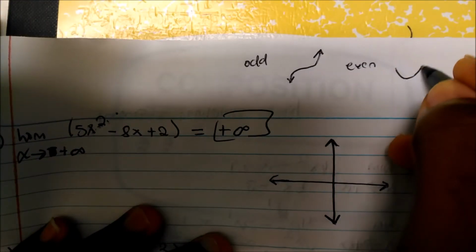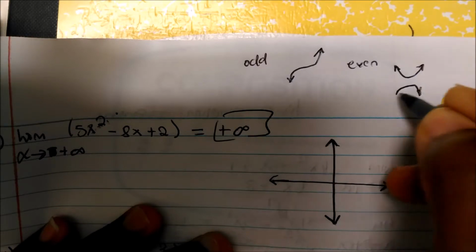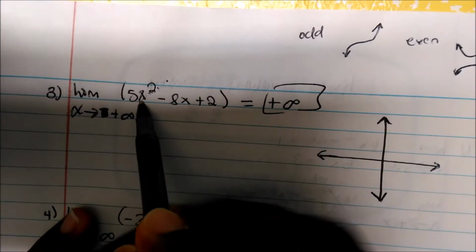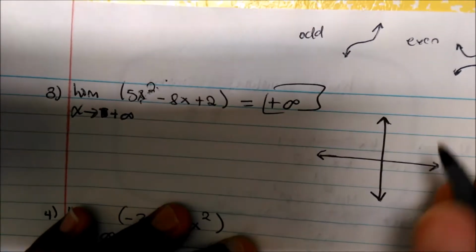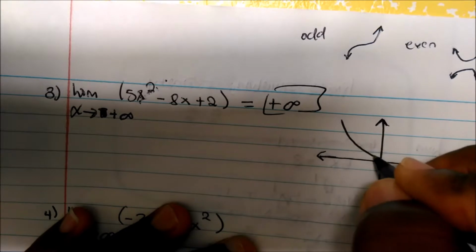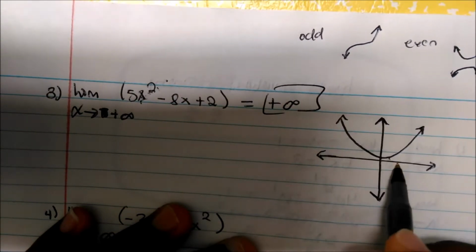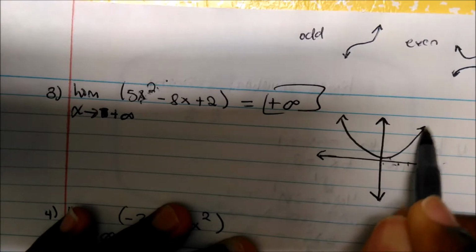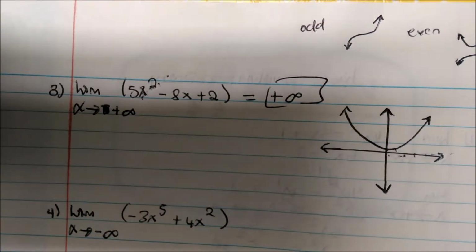Even, the function looks something like this. When it's positive, when it's negative, it looks something like this. Yes? So just going by this, well, the leading term coefficient is positive and it's a squared. It's even. So this is a quadratic basically. You see? So as x approaches, think of it as x going to positive infinity, the y value is also going to positive infinity. Right? Hence the answer is positive infinity.